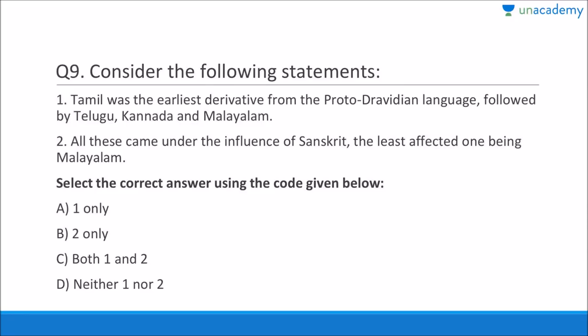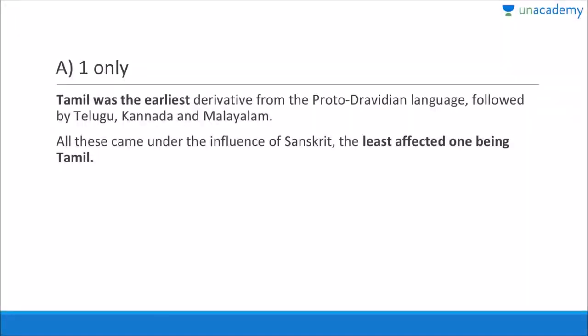All these came under the influence of Sanskrit, the least affected one being Malayalam. So this is also correct. This is wrong. The least affected is Tamil. So answer is A, 1 only. Tamil was the earliest and it is the least affected.